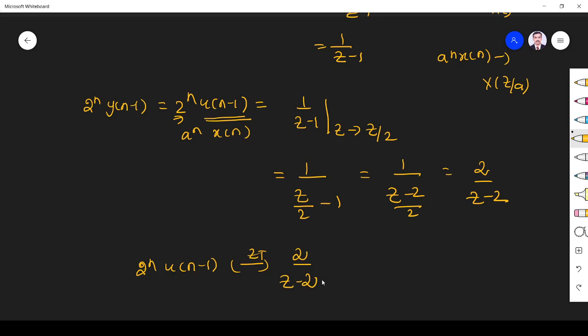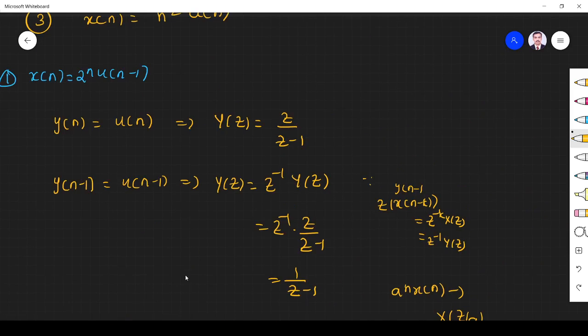Simple problem, right? So we have used the scaling property, as per the scaling property that we have to write, and here we have used the time shifting property. This we have to write in the exam. So as per the time shifting property, we got this answer.